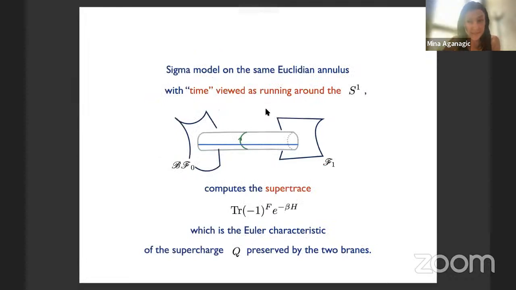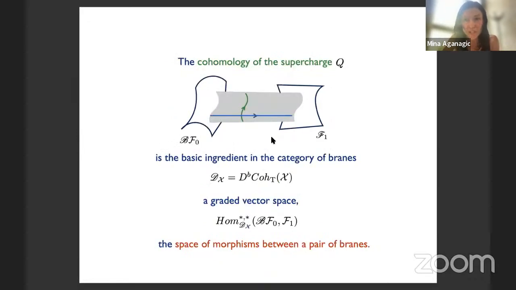Sigma model on the very same Euclidean annulus, where instead we take the time to run around the S1, computes the supertrace, which is the Euler characteristic of the supercharge preserved by a pair of branes. The cohomology of that supercharge is the very basic ingredient in the category of branes, the space of morphisms between the pair of branes.